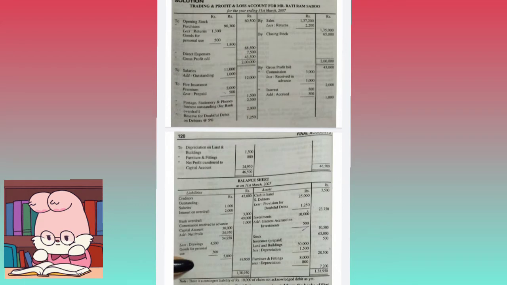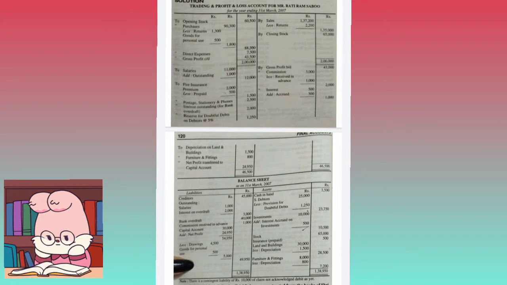P&L account, that is 2000. What is the amount? Overdraft bank interest estimated 2000. Okay, 2000 is the interest outstanding on the bank overdraft facility, so it will be debited in the P&L account, that is one effect, and it will be taken to the liability side of the balance sheet, that is second effect.